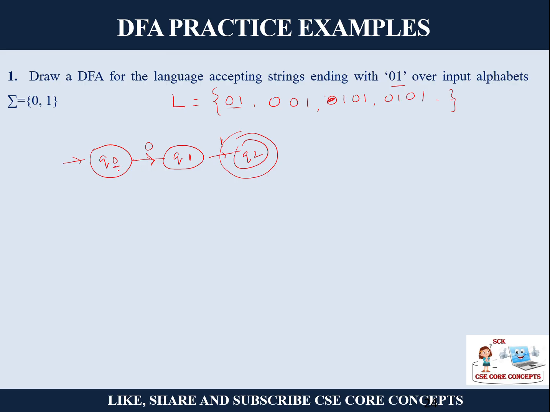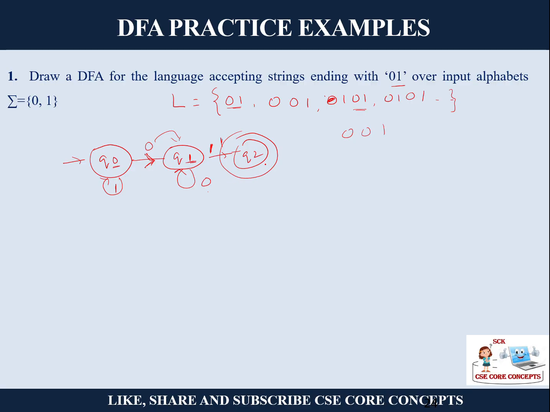So, at Q0, if 0 is there, I will go to state Q1, fine. What if 1 is there? I will remain in this state. 1 is acceptable, 101 is there, but I will remain in this state. Similarly, in Q1, if 1 is there, I will go to the final state. But if 0 is there, I will remain in this state only. Let us say, for example, 001. With the first 0, you go to Q1. With the second 0, you remain in Q1. And with the 1, you go to the final state. All fine up to now.